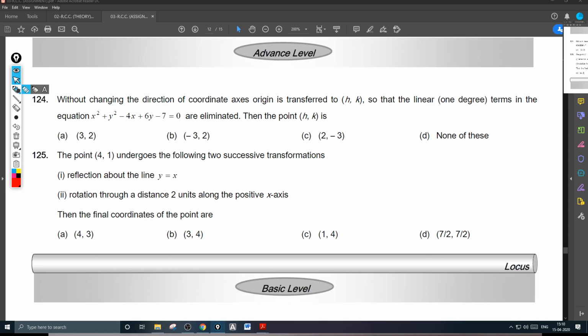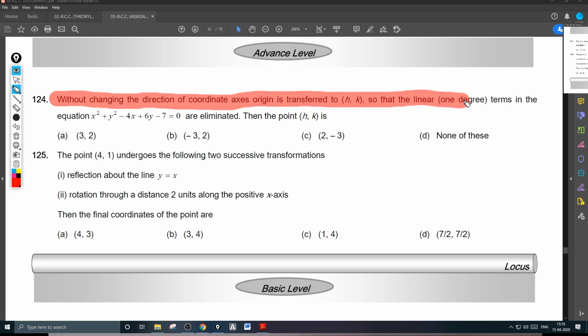Without changing the direction of coordinate axis, the origin is transferred to h comma k so that the linear terms in the equation are eliminated when the point hk is. It is a direct question, please. Direct question.